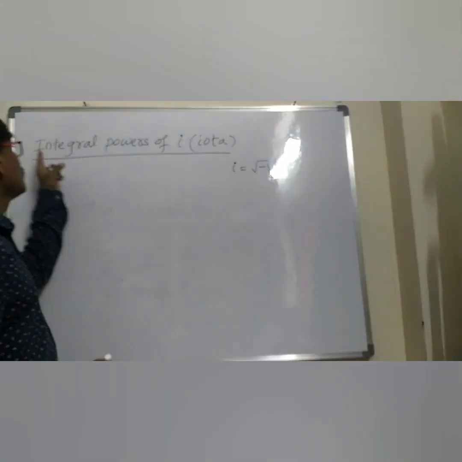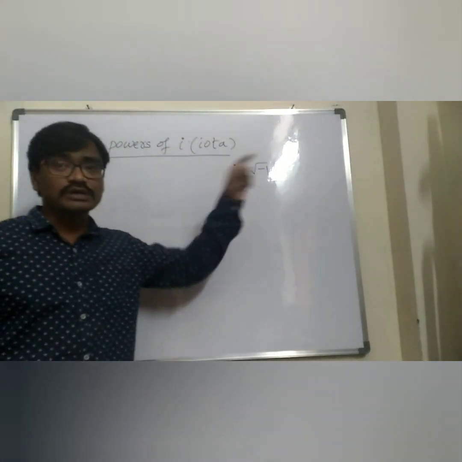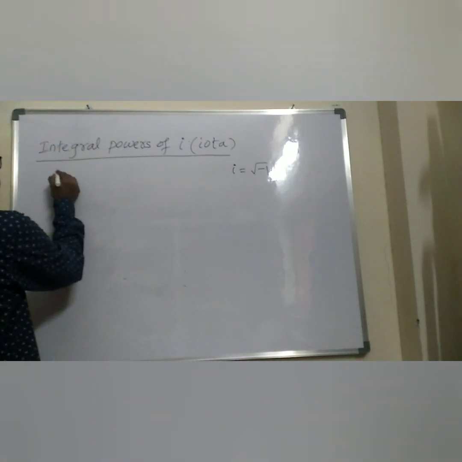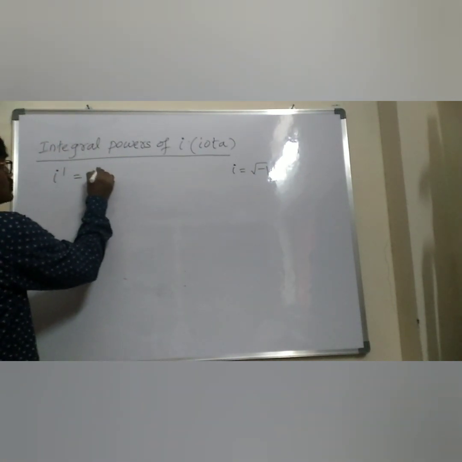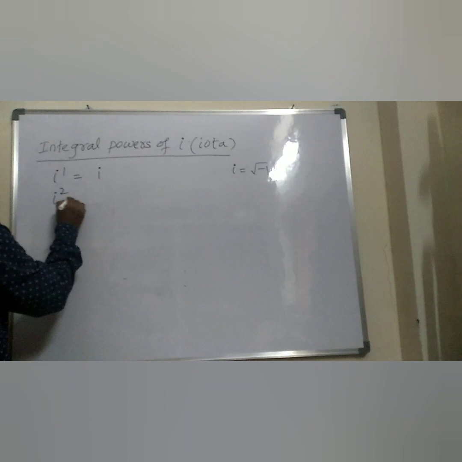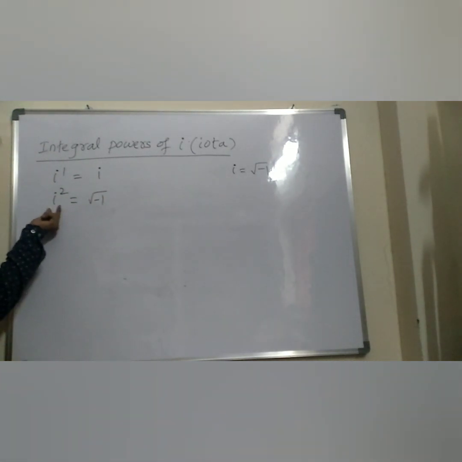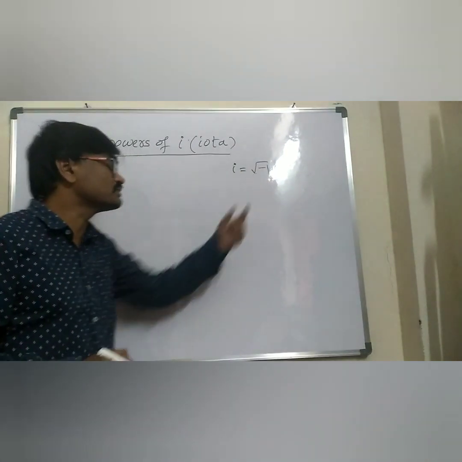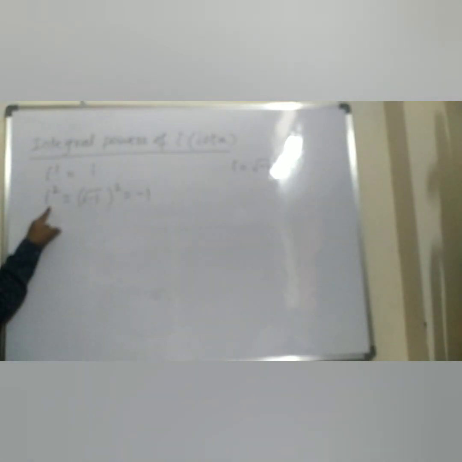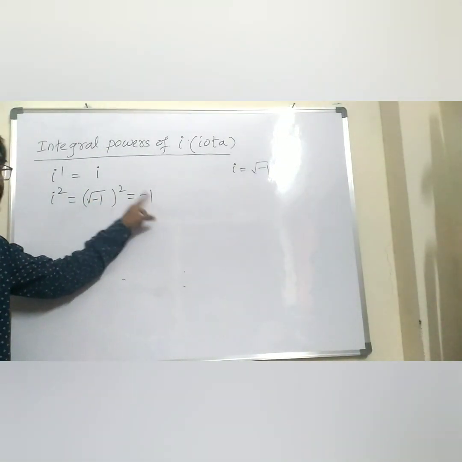Let us see the integral powers of iota. First of all, i power 1 you will get i, students. Now i square is equal to square root of minus 1 whole square. Substitute the i value as square root of minus 1 whole square, which is equal to minus 1. Therefore, what is the i square value, students? The i square value is minus 1.